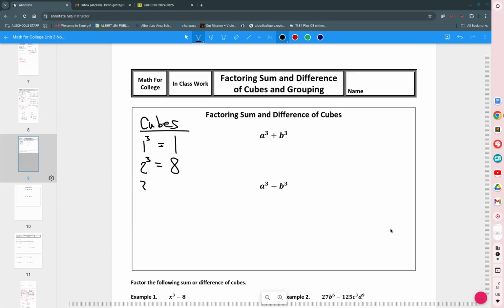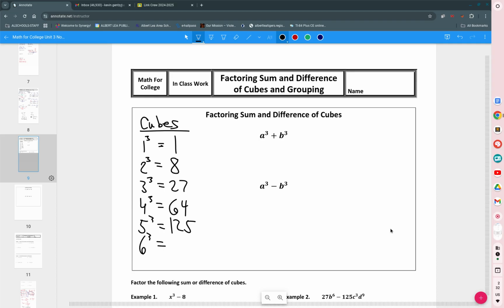We say that 3 cubed is 3 times 3 times 3, which is not 9, but 27. And 4 cubed is 4 times 4, which is 16, times 4 more, which is 64. And 5 cubed is 5 times 5, which is 25. 5 more is 125. What about 6 cubed?